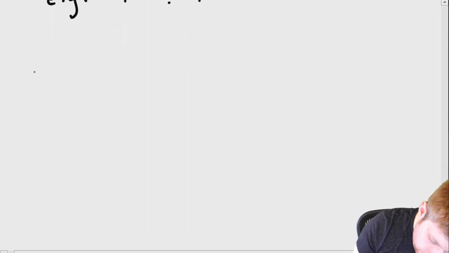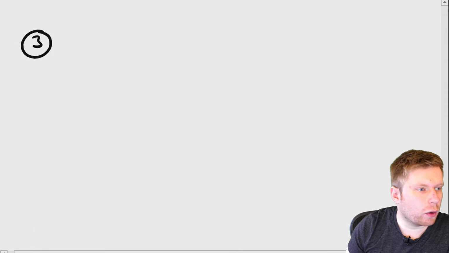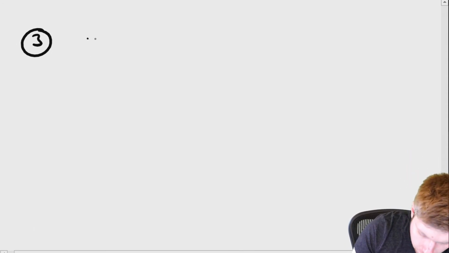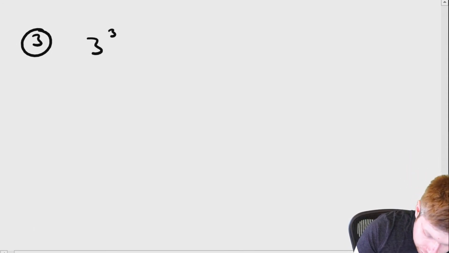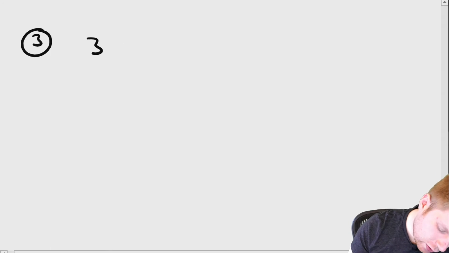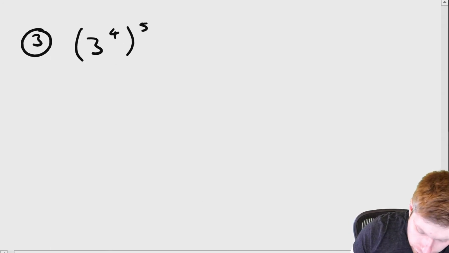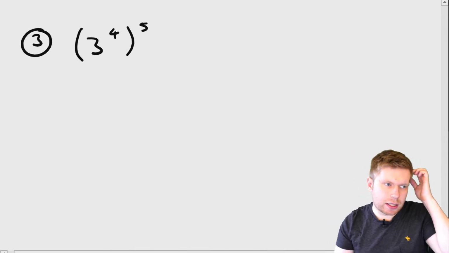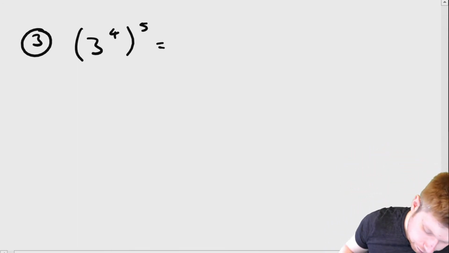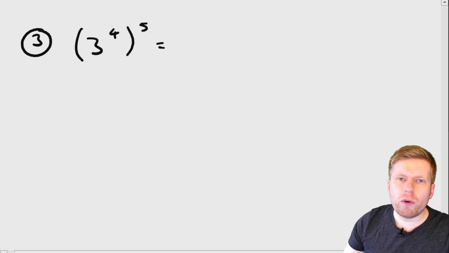So now let's have a look at another theorem, or another kind of shortcut that we can see. Let's take, for example, 3 to the power of 3. Let's actually change that to a different power. Let's change it to 3 to the power of 4. And we're going to raise this to the power of 5, okay? Let's have a look. 3 to the power of 4 raised to the power of 5.